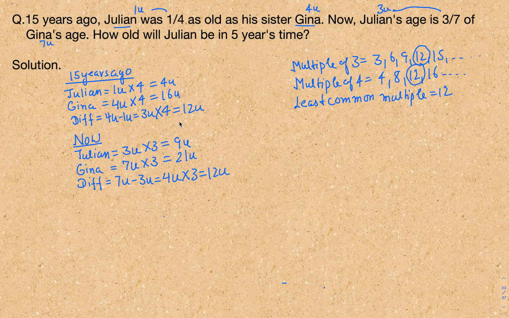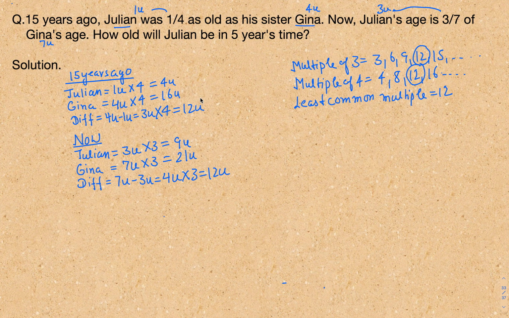Okay, so see now the difference in the ages, right, is 12, both 15 years ago and now, right? You can check it from here as well. See, Gina was 16 units 15 years ago and Julian was 4 unit. So 16 minus 4 will give you 12. Now also Gina is 21 unit and Julian is 9 unit. So 21 minus 9 will give you again 12. So it's correct, right?